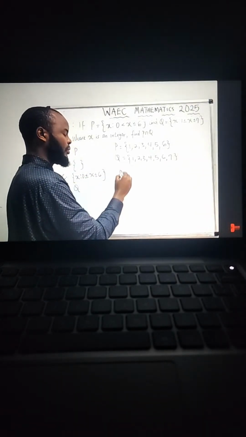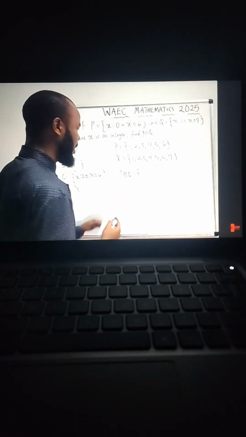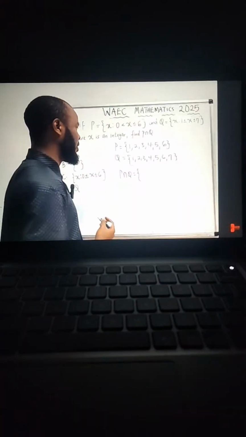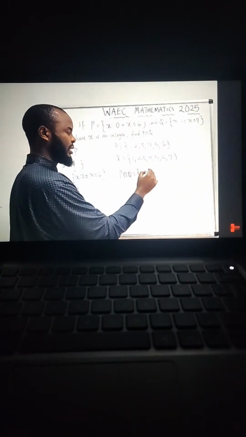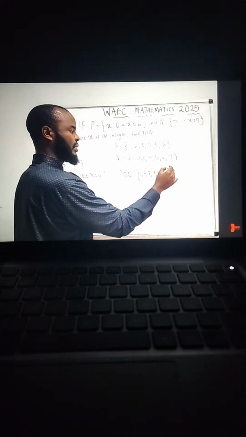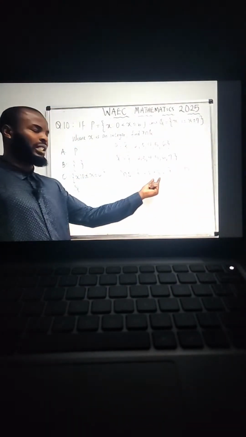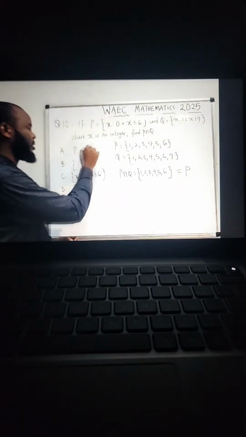And the question is, what is P intersection Q? That is, the elements you find in P, you can simultaneously find in Q. This is what you need. So 1 is present, 2 present, 3, 4, 5, 6. 7 is not present in both. So if you look at these elements, it's the same thing as P. So here, P intersection Q gives elements which are equivalent to the elements in P. So your answer is option A.